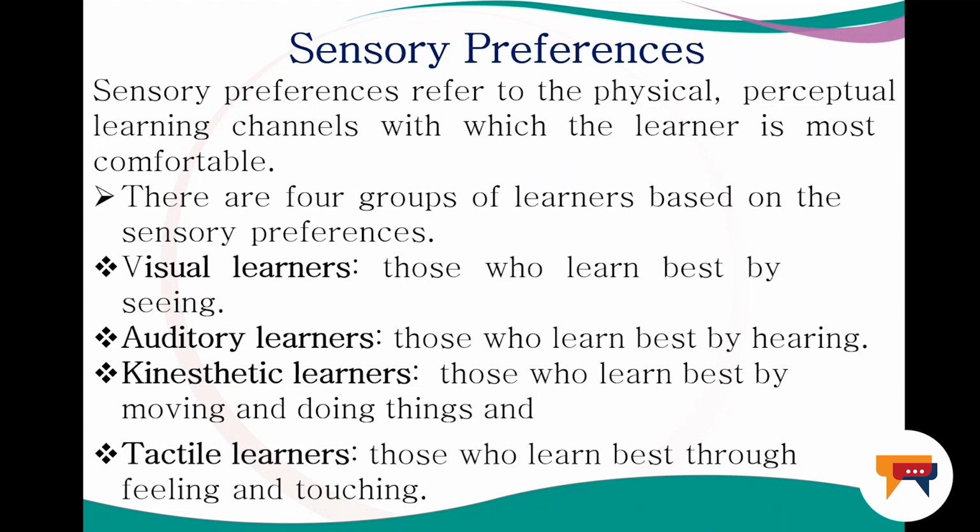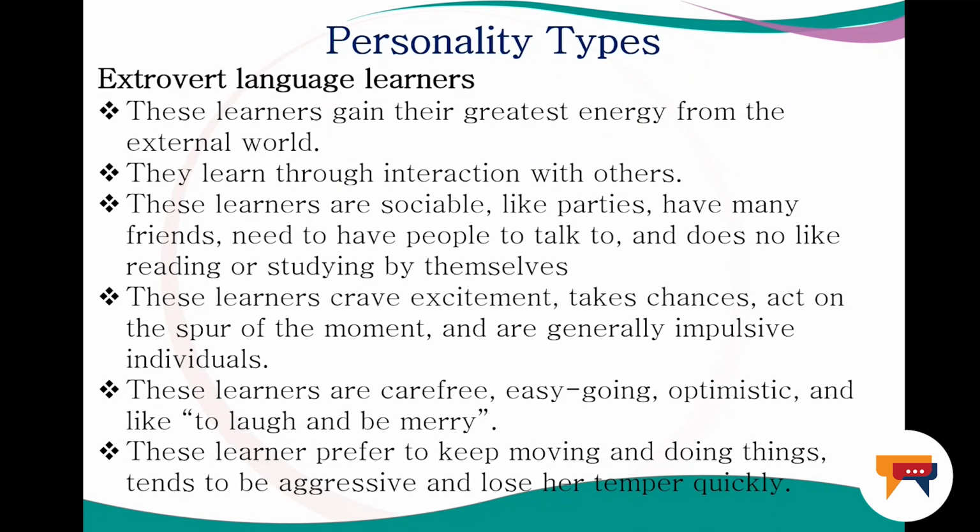And then our personality types. Extrovert. These learners gain their greatest energy from the external world. They learn through interaction with others. These learners are sociable. They enjoy parties, have many friends, need to have people to talk to, and do not like reading or studying by themselves. These learners crave excitement, take chances, act on the spur of the moment, and are generally impulsive individuals. These learners are carefree, easygoing, optimistic, and like to laugh and be merry. These learners prefer to keep moving and doing things and tend to be aggressive and lose their temper quickly.